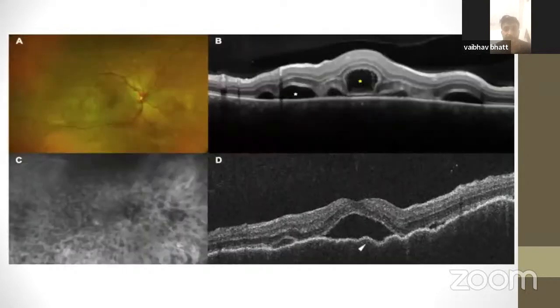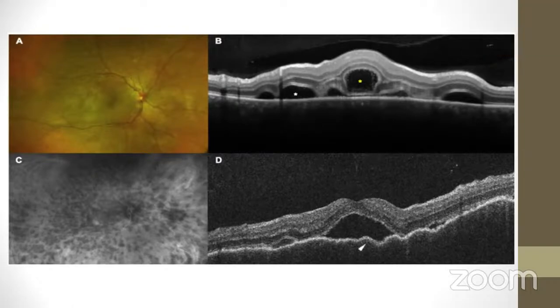As we can see in this figure, figure B shows there is a membrane, and the supramembranous fluid is shown by the yellow asterisk, and white shows submembranous fluid. The submembranous space is a clear cavity, whereas the supramembranous has debris in it. And figure D shows the RPE undulation, which is a biomarker of VKH with SRF.